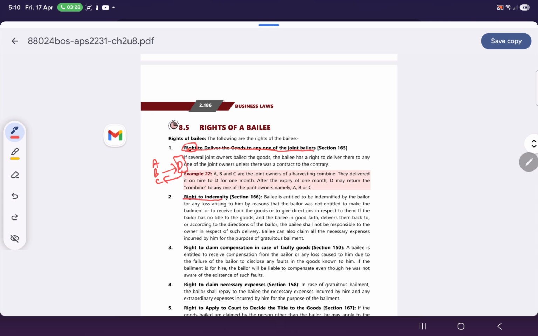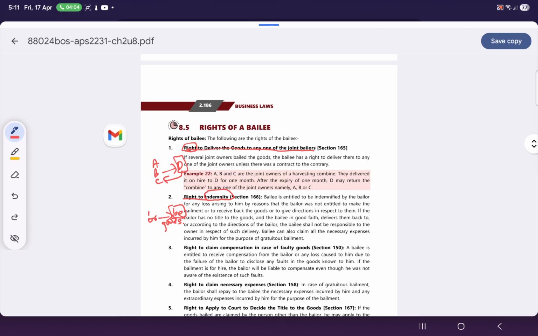Now, right to indemnity. What is indemnity? As I told, indemnity means to make good the loss. The bailee is entitled to be indemnified by the bailor for any loss arising due to defective title of goods. When there is a defective title on goods and the bailor gives the goods to the bailee, because of the defective title, the bailee is incurring expenses.